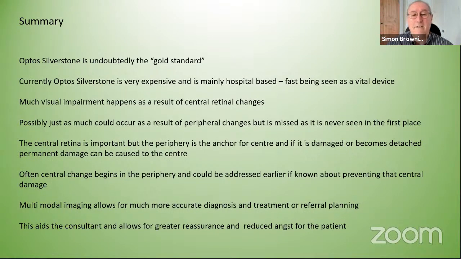Much visual impairment in the centre is as a result of central retinal changes, but probably there is just as much occurring in the periphery and is missed because it's never seen in the first place. Central retina is important, but the periphery is the anchor for that centre. And if that anchor is not working properly, things are going to float away and we could see permanent damage in the centre. Often central change begins in the periphery, and that could be addressed earlier and sorted out earlier, so long as we look at that periphery.